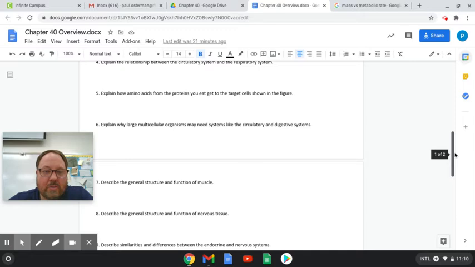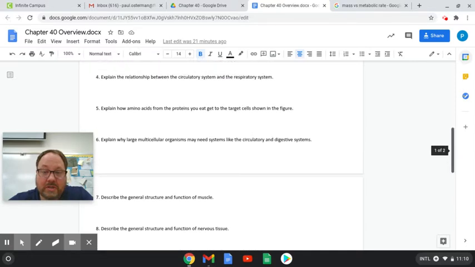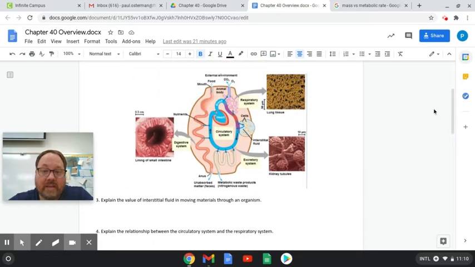Number 6, explain why large multicellular organisms may need systems like the circulatory system and digestive system. Well, if you're made of trillions of cells, you can't wait for diffusion, right? Diffusion just takes too long. So certain organisms can actually just have materials diffused through them, right? But us, since we're relatively thick, you need a circulatory system to carry those materials.